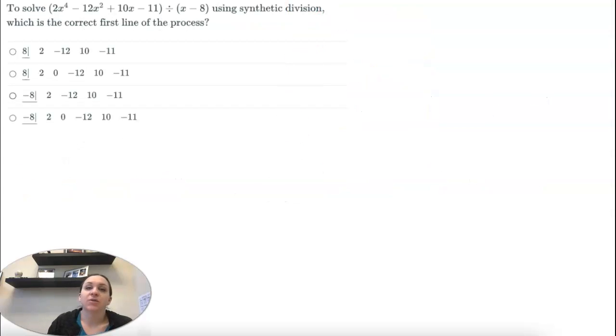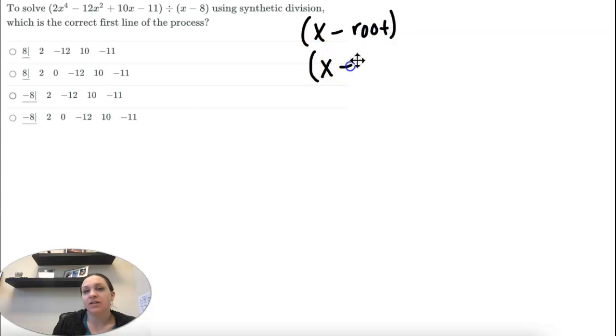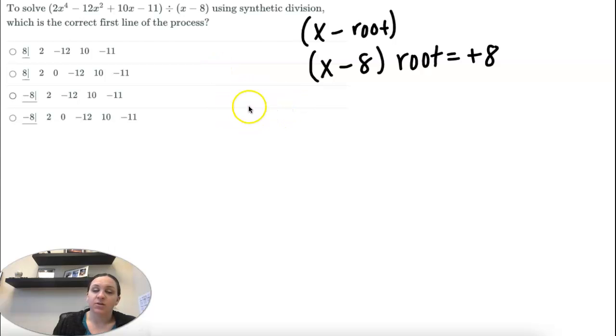Okay, so we're going to do it again. So x minus 8, remember it's x minus the root. So if we have x minus 8, the root is positive 8. It's always opposite what's in there. So when we set up our synthetic division, we're going to have 8 in the little box. And then we take the coefficients.